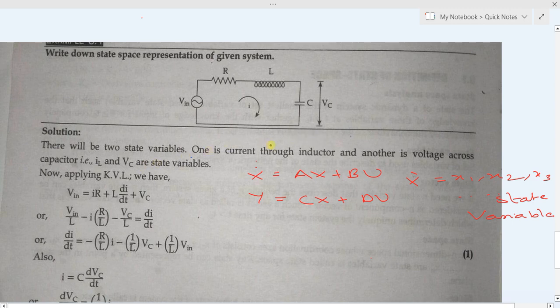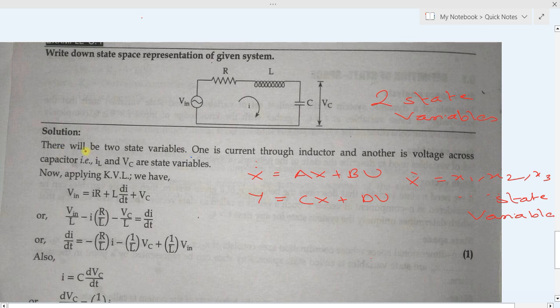In the figure we can see that we have a resistor, inductor and capacitor. On passing the current through the resistor, the resistance does not vary. On changing the value of the current, the voltage across the inductor also varies, and the voltage across the capacitor also varies. So how many variables are there? There are two state variables.